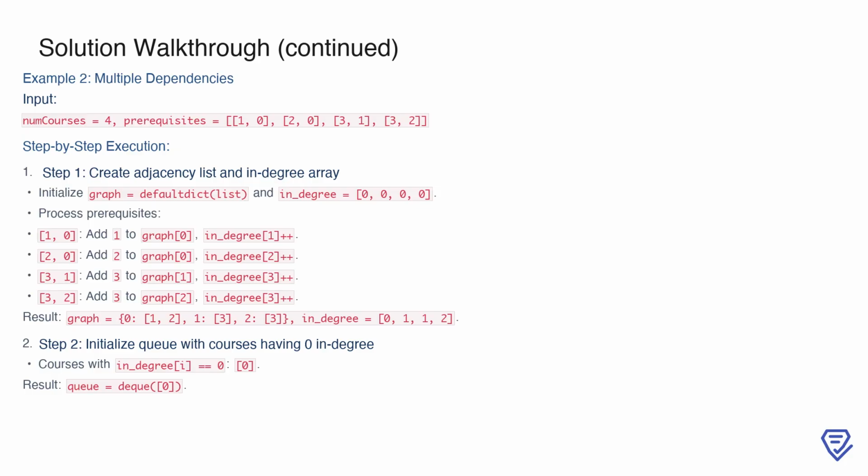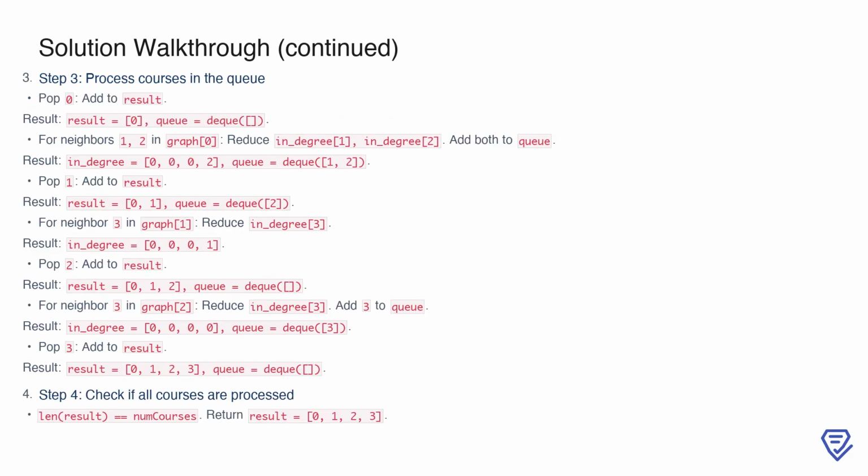The indegree array now shows that courses 1 and 2 each have 1 prerequisite, while course 3 has 2, and course 0 has none. At this stage, we identify courses with no prerequisites by checking for an indegree of 0. Only course 0 qualifies, so it is added to the queue for processing. We proceed to process the courses in the queue. First, course 0 is removed from the queue and added to the result list. Its neighbors, courses 1 and 2, have their indegrees reduced by 1. Since this makes their indegrees 0, both are added to the queue.